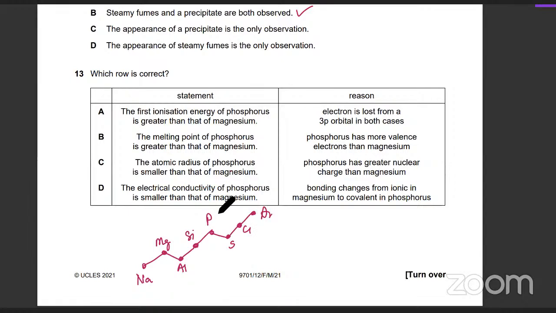Now this one. What does it say? First ionization energy of phosphorus is greater than that of magnesium. That is true. Phosphorus is over here and magnesium is over here. So is the reason true or not? Why do the ionization energies increase across the period? What's the reason for that?